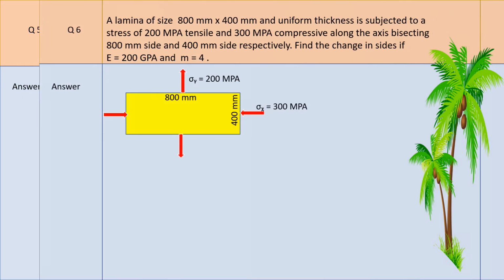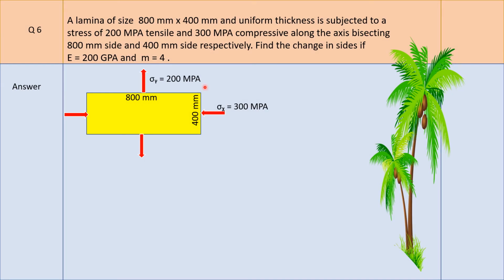Let's take the next problem. A lamina of size 800 mm by 400 mm and uniform thickness is subjected to a stress of 200 megapascal tensile and 300 megapascal compressive along the axis bisecting 800 mm side and 400 mm side respectively. Find the change in sides if E is equal to 200 GPa and m is equal to 4.